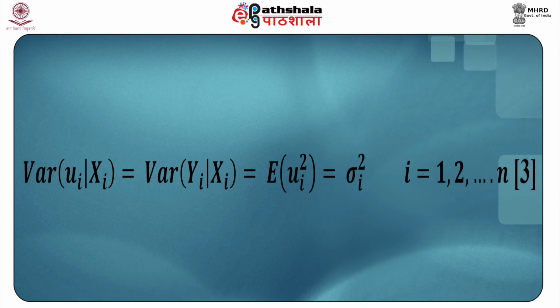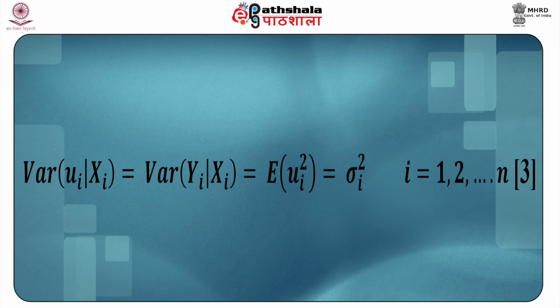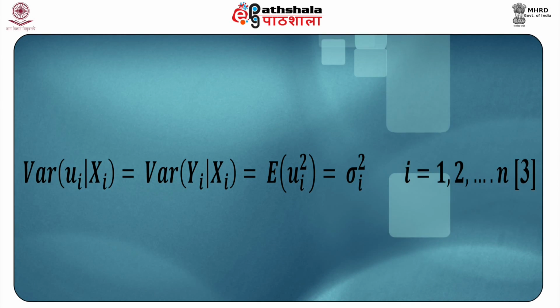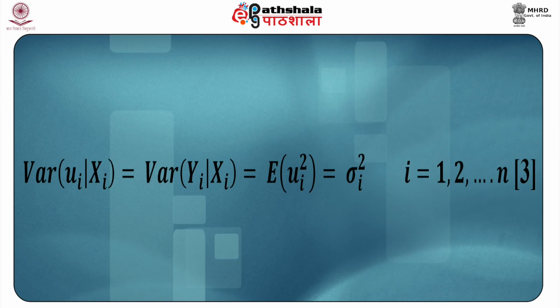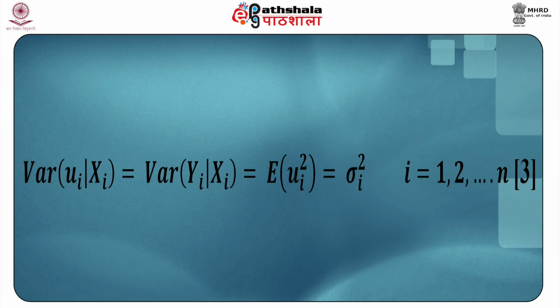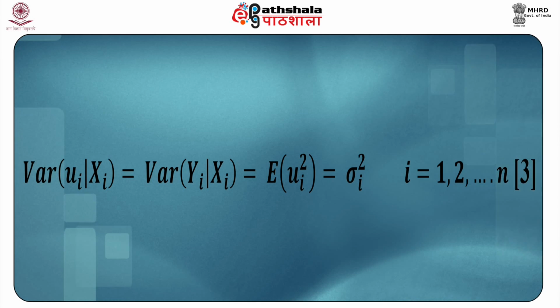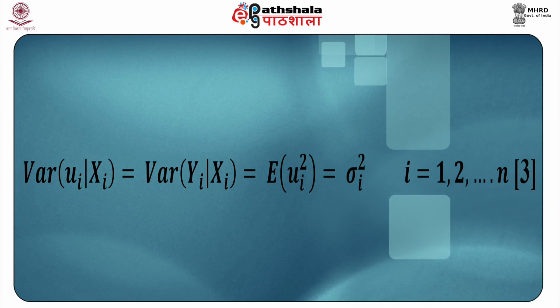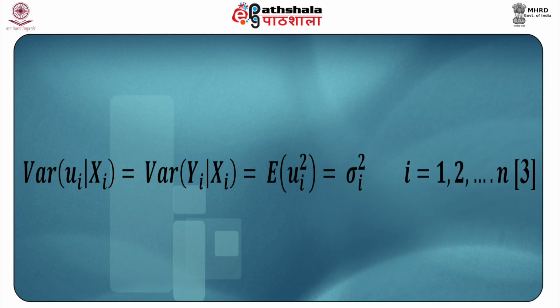It is basically a phenomenon where the stochastic random disturbances exhibit a non-constant conditional variance. Symbolically, heteroscedasticity implies that variance of mu i given xi is equal to variance of yi given xi and is equal to expected value of mu i square is equal to sigma i square, where i is again equal to 1 to n. This is our equation 3.